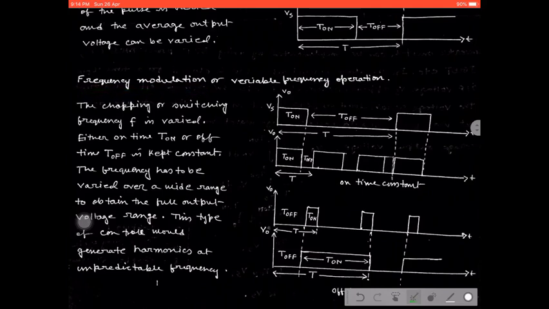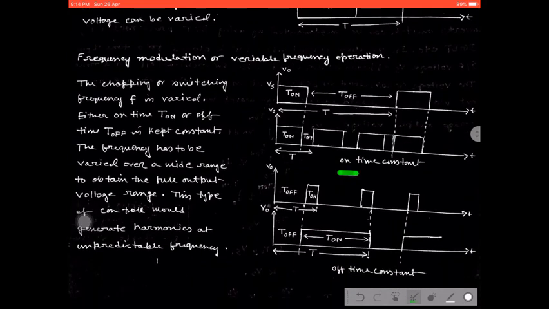First was the pulse width modulation. That means we have changed the pulse width, not frequency. Here we are going to change the frequency, but maybe the pulse width during on and off remaining same. That is why we consider the two types of operation. Number 1, that is on time constant, or number 2, off time constant. But the frequency must be changed.